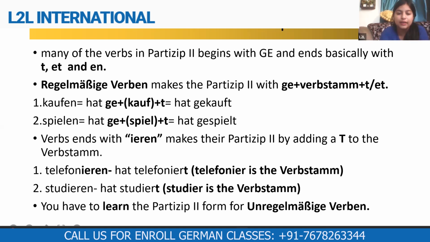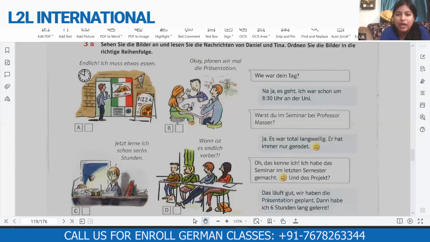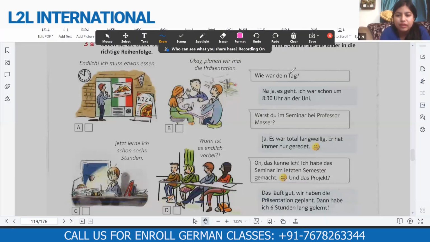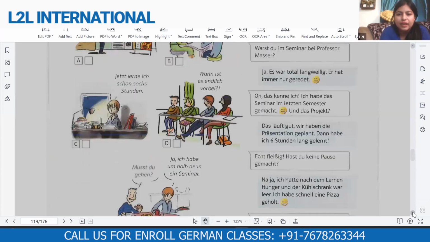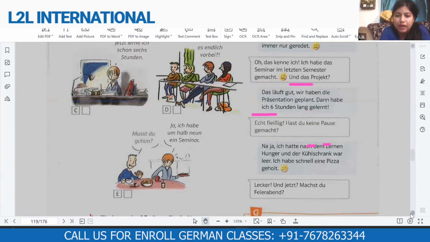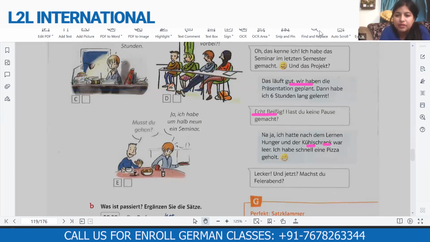If I go to the book back again here, so you would see some verbs which you have here. For example, you have here gerated. So it starts with ge, ends with t. Then you have gemacht. It starts with ge, ends with t. Then you have gelernt. It starts with ge, ends with t. Another verb which I saw, geplant, where was it? Yeah, geplant. So you again, ge से शुरू है, t पे खत्म होता है, right?